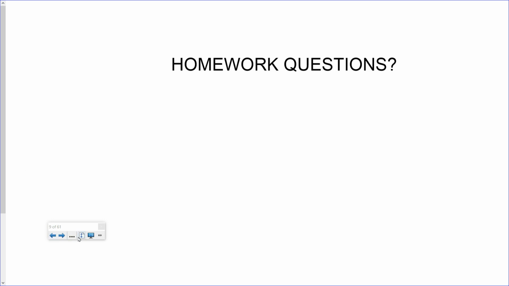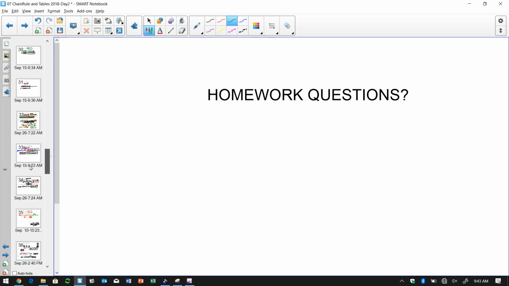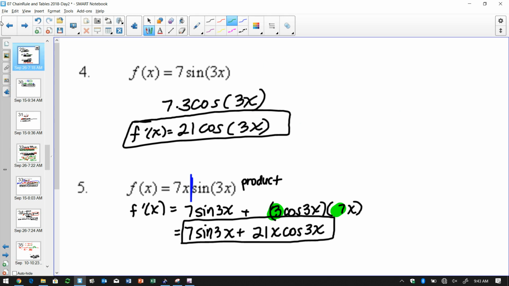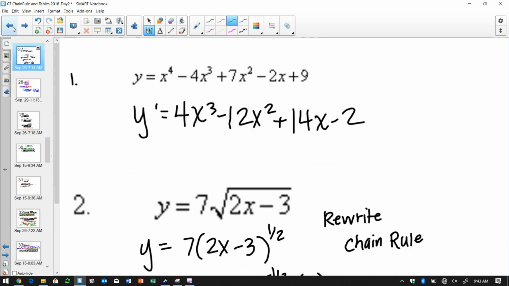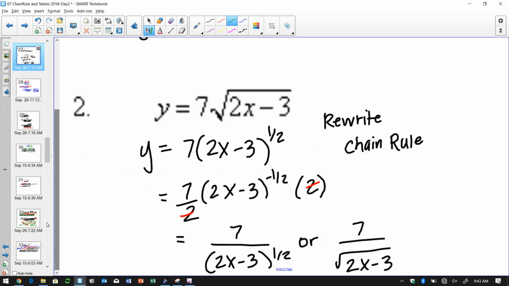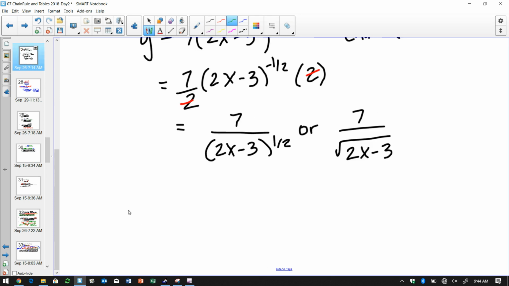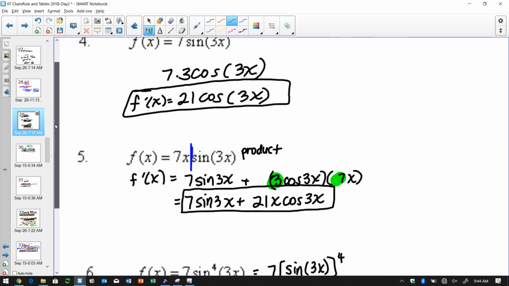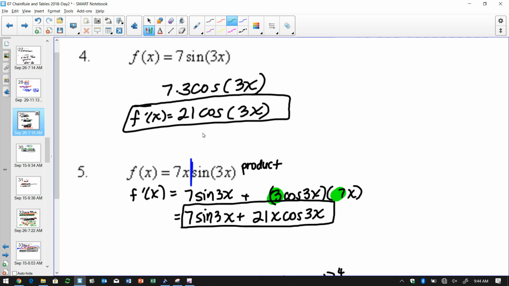Okay. Let's look at homework, guys. Let me give you the solutions. I've already given you odd solutions, so I'm going to go through and give you some even solutions. Okay, so here's the answer to number 2, right here. So if you can pull out your homework. You guys have your homework out, right? Here's the answer to number 4, right here, 21 cosine 3x.